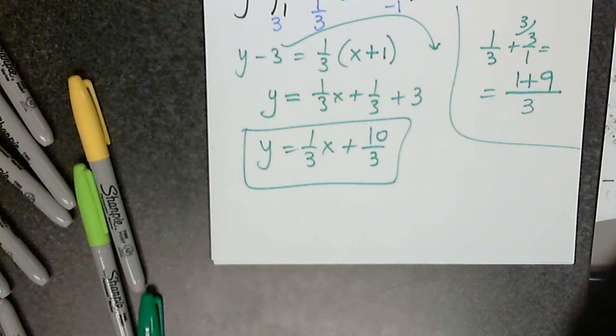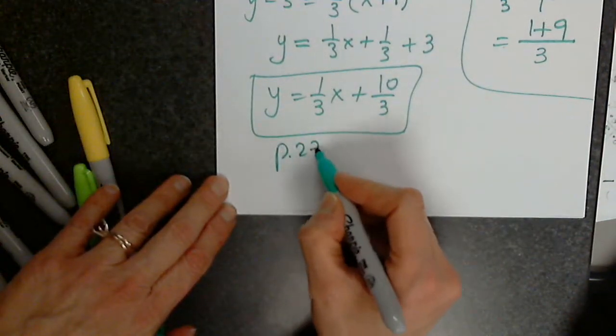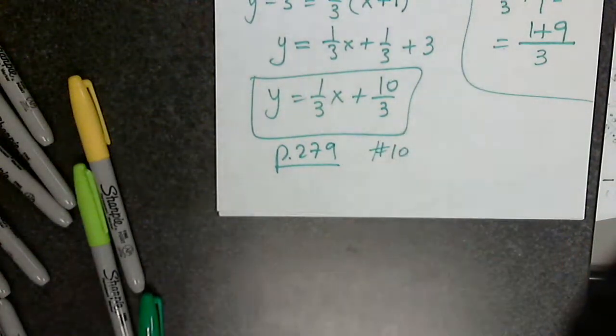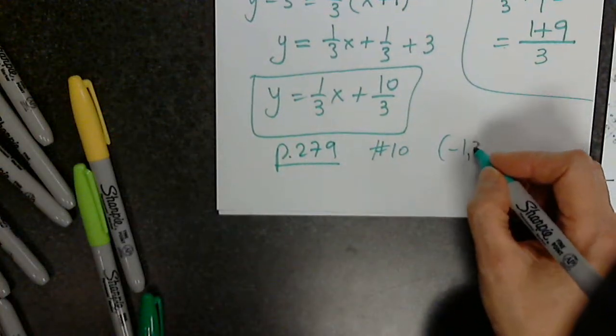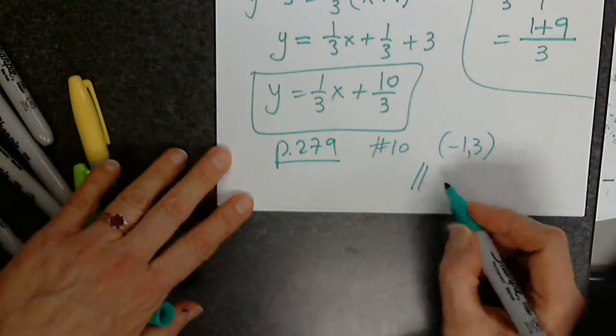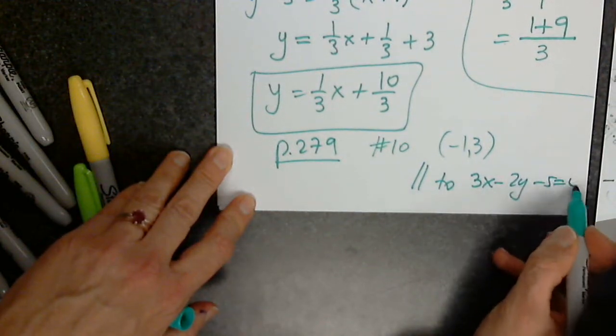On page 279, 2.4, problem 10. We're asked to find the equation of a line passing through the point -1, 3 and parallel to the line whose equation is 3x minus 2y minus 5 equals 0.